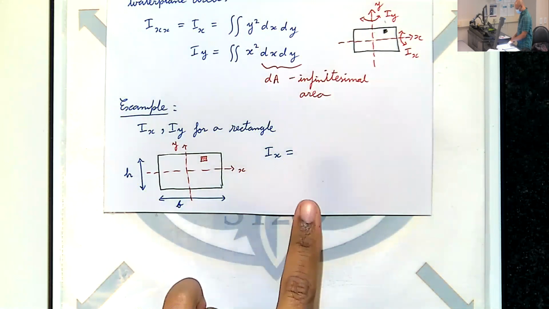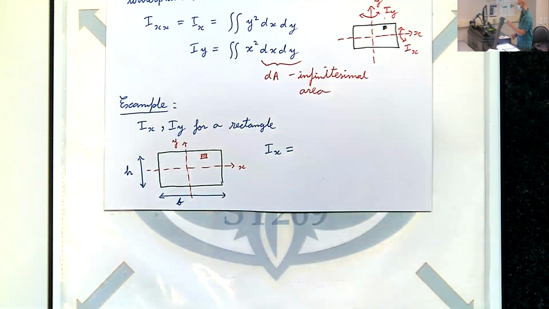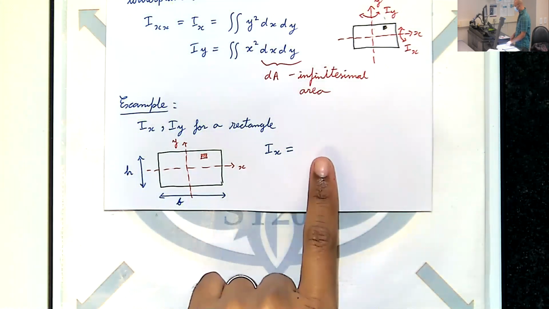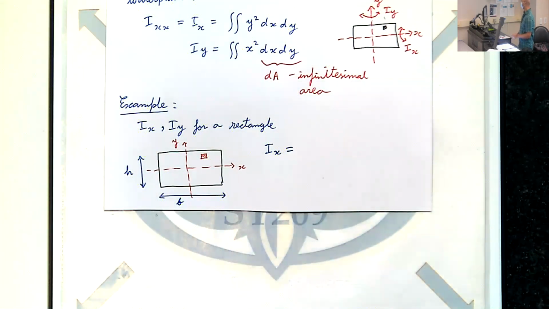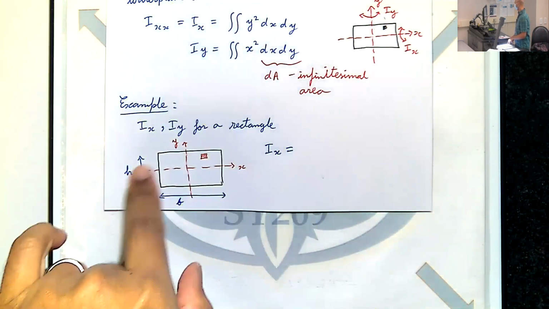What should I write? Ix equals? We need to evaluate the integral to get a single number, well, in terms of b and h, but a single number. So what should I write here? The formula is here. How do we use this formula for our rectangle?